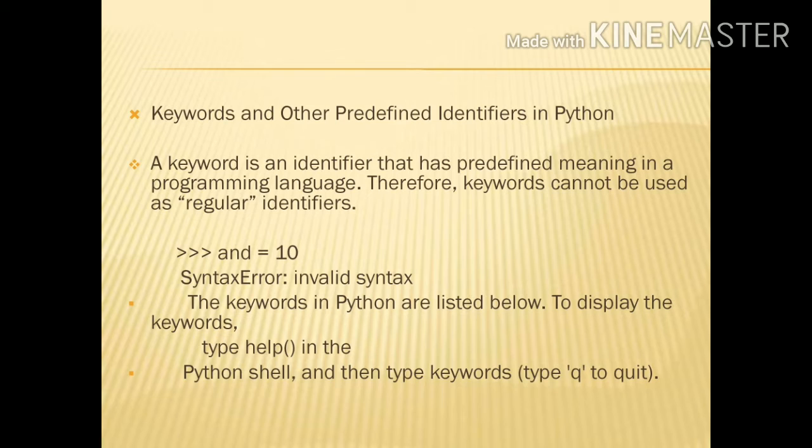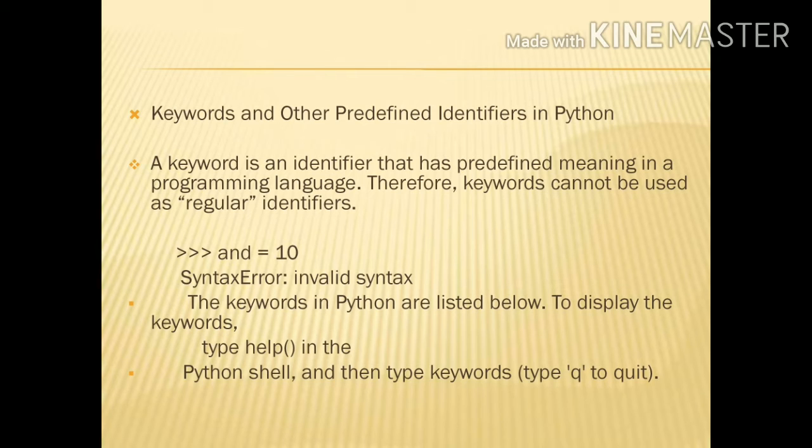Keywords and other predefined identifiers in Python. A keyword is an identifier that has a predefined meaning in the programming language. Therefore, a keyword cannot be used as a regular identifier. and = 10 leads to a syntax error, invalid syntax, as and is a keyword which is already defined. A keyword is nothing but a predefined word in the Python language.